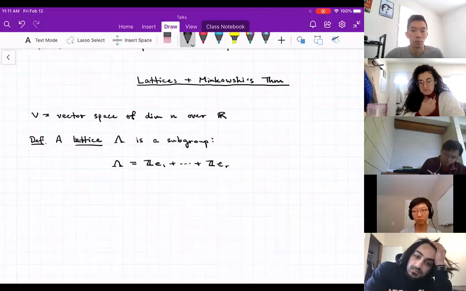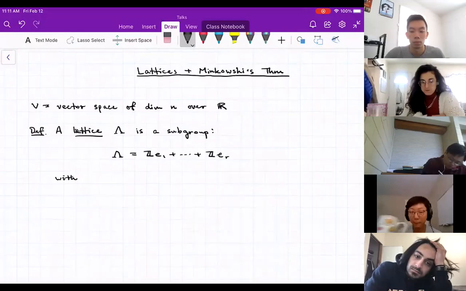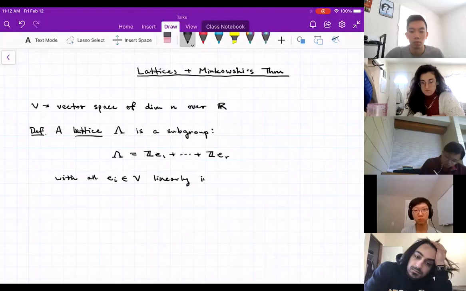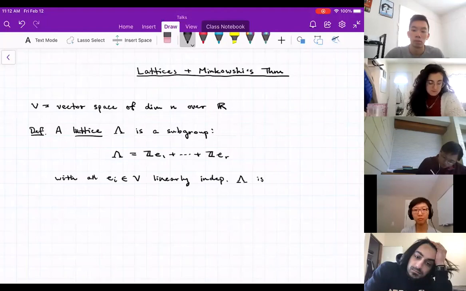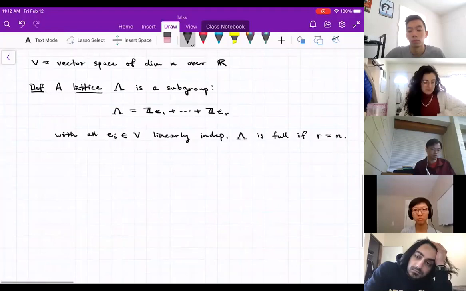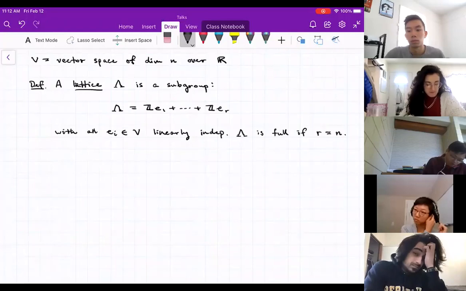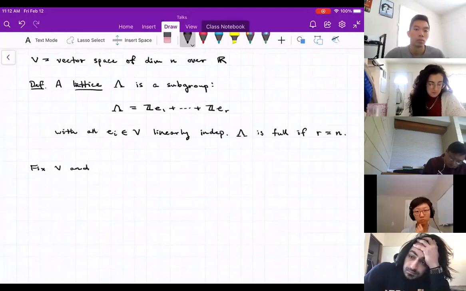So here, with all e_i linearly independent. So these e_i are elements of the vector space. Okay, and a lattice is called full. So here lambda is full if r is equal to n. So over the real numbers, these vectors span. Okay, so now let's fix V and lambda as above, a full lattice.